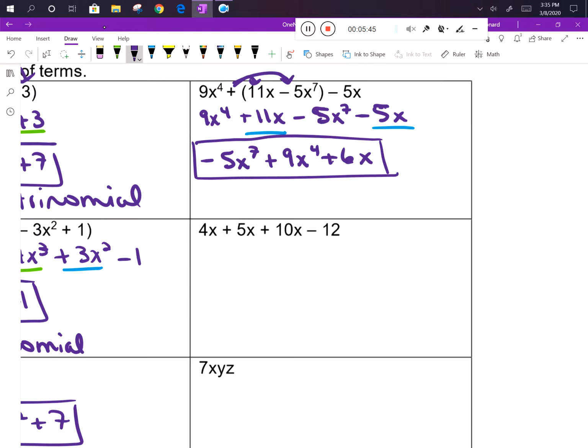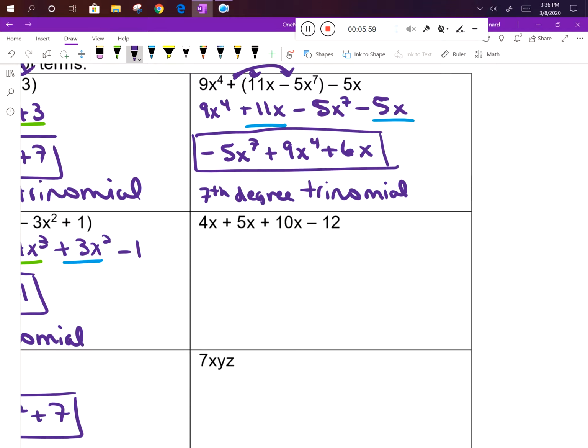The highest power we have here is 7, and we don't have a fancy word we have to memorize for that, so we're going to call it a 7th degree. It's a trinomial, like many of the other problems we've looked at, because it still has 3 terms. So we call it a 7th degree trinomial.